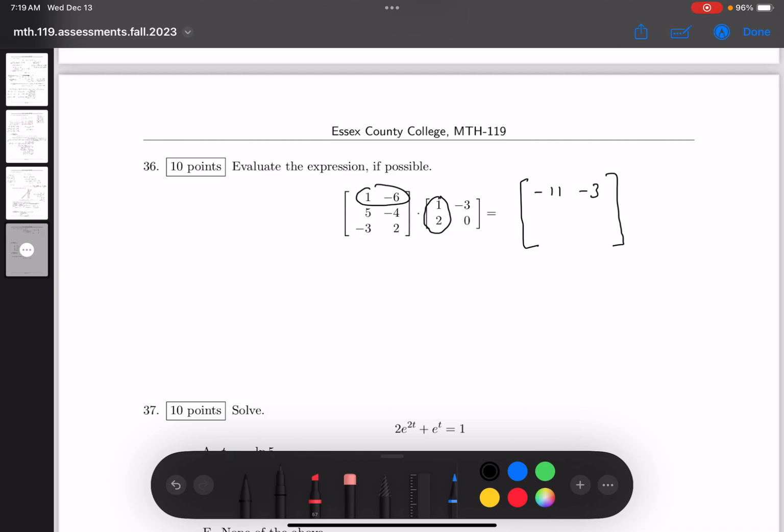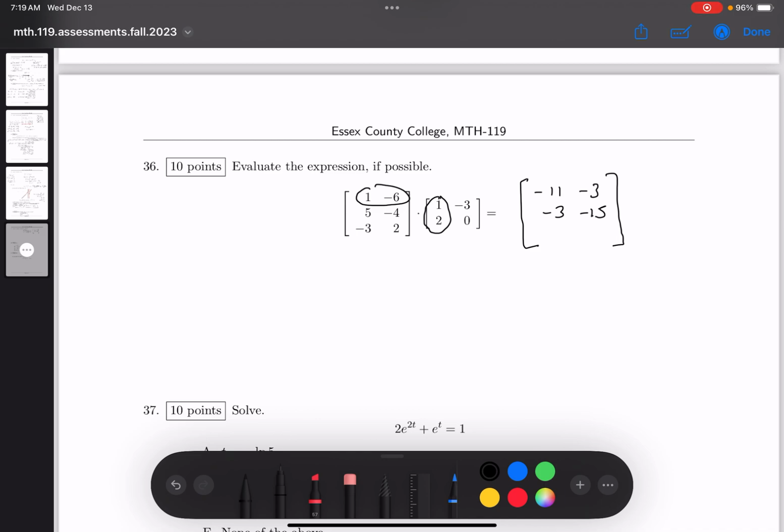It's going to be row 2, column 1. 5 minus 8. 5 minus 8 is minus 3. And then I'm going to get minus 15 and 0, so it's just minus 15. The 0 makes it actually easier for me to do the arithmetic, by the way. Let's do the next one.